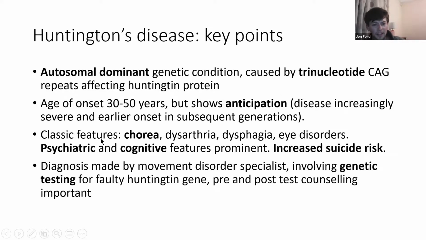And the classic features worth remembering is chorea, which is those dance-like movements that are uncontrollable and get worse through the disease course. They get psychiatric and cognitive features, and they have quite a high suicide risk because of the nature of the condition and how quickly it can progress. And family members are often affected as well.